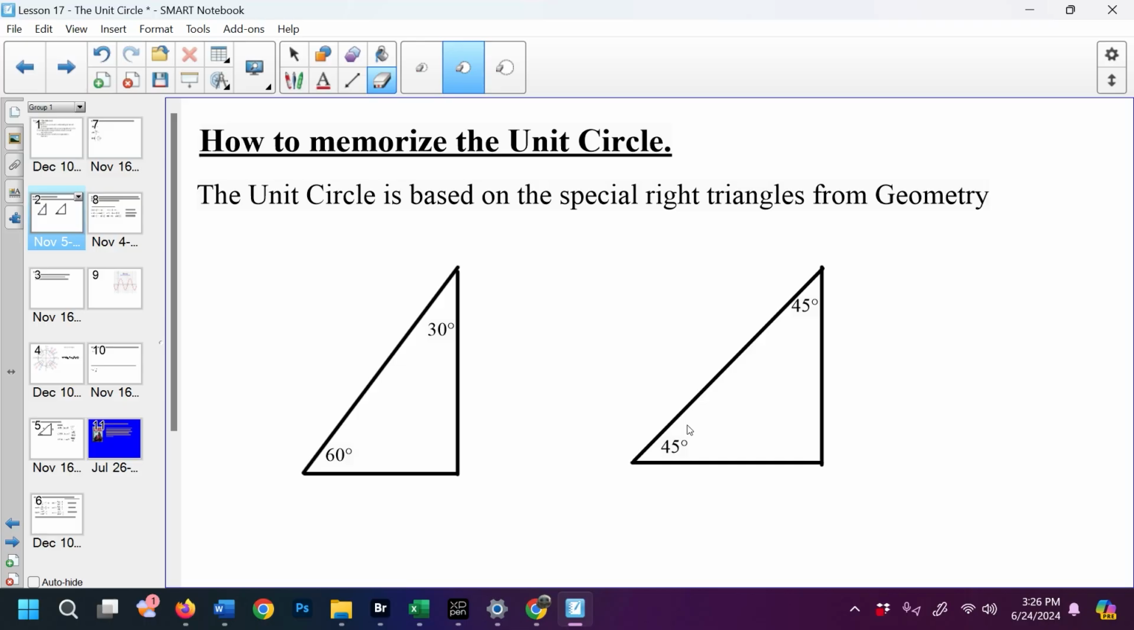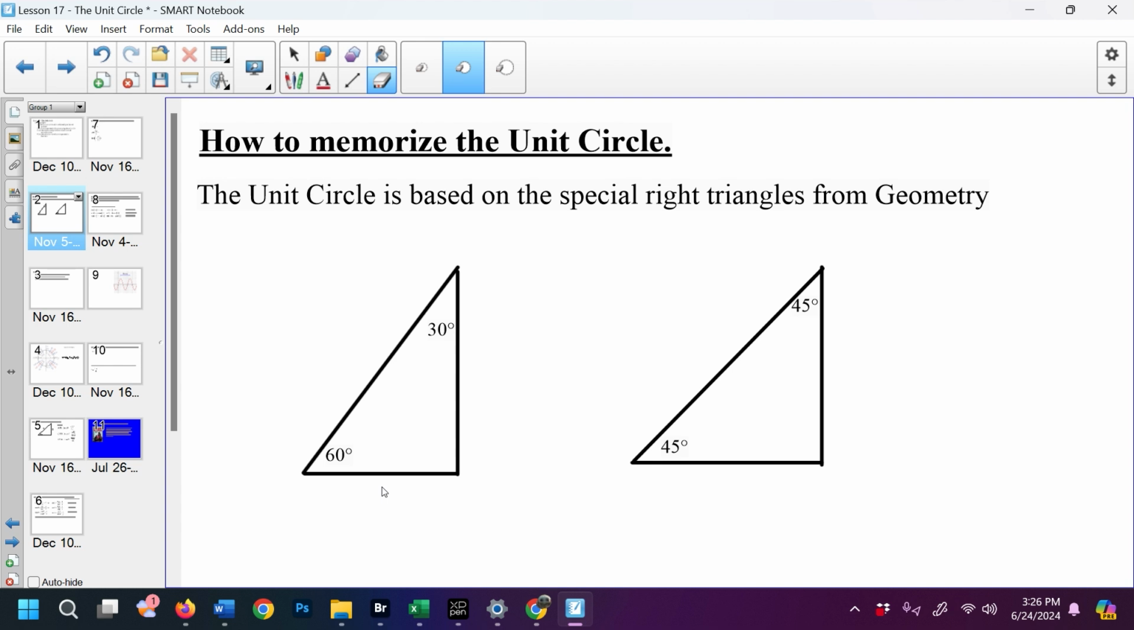Let's get started. We're going to start talking about the unit circle, and I'm going to build you a unit circle in class and show you that a lot of the values repeat over the course of the unit circle. And there are some tricks and tips that you can use to help you memorize the unit circle. But the unit circle is based on special right triangles, and you learned special right triangles in geometry. And I know it's been a while, but there were two special right triangles, the 30, 60, 90 right triangle and the 45, 45, 90 right triangle.